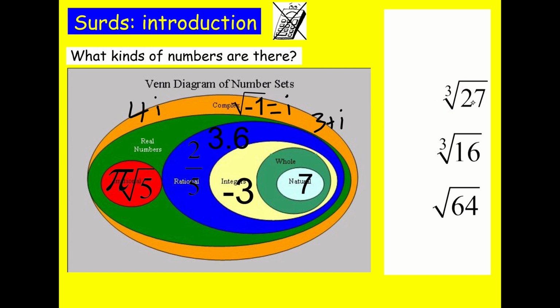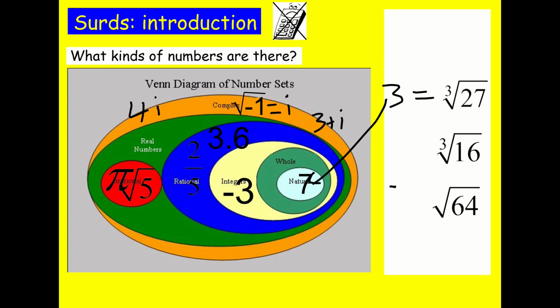And actually, we can simplify. We know how to cube root 27. It's just 3. So that would be an example of a... Oh, sorry, my pen is up in the shocker. That would be an example of just another, actually, natural number. Cube root of 16. Okay, we'll come back to that.